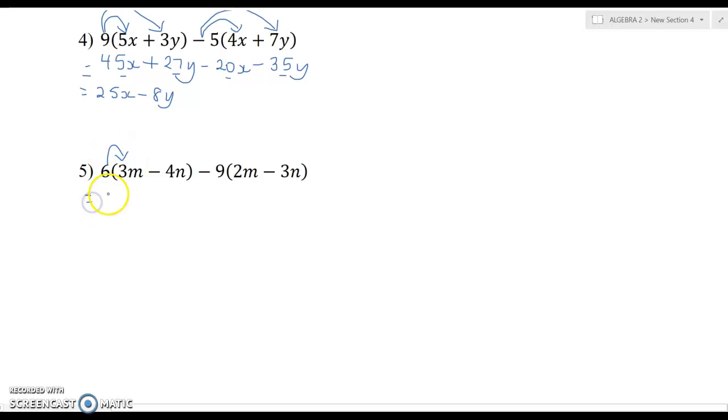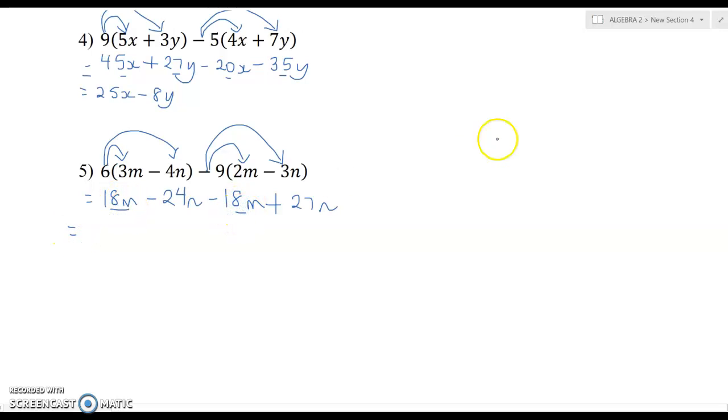Now let's look at number 5. 6 by 3m is 18m, and minus 6 by negative 4n will give me plus 24n. Then we have minus 9 by 2m, which is minus 18m. And minus 9 multiplied by minus 3n: minus multiplied by minus is plus, and 9 by 3n is 27n. Now you just simplify. We have 18m, take away 18m. It's like you have $18 and somebody takes away $18, right? You don't need to put the 0.